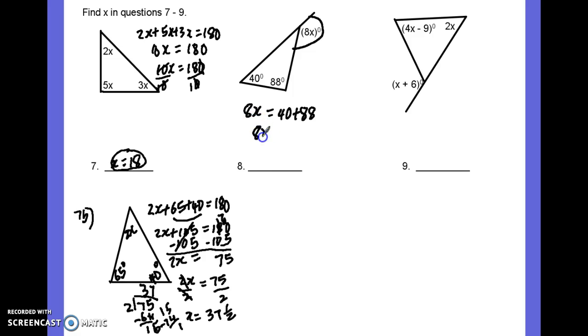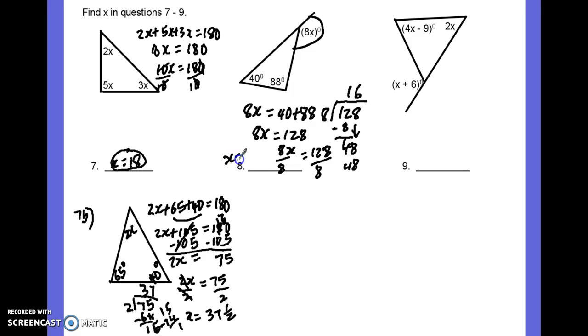So we have 8x is equal to 128. And we divide both sides by 8. Please again, don't skip any steps on this. 128 divided by 8. We have 8 goes into 12 once. 1 times 8 is 8. You subtract. 8 goes into 48 6 times. 8 times 6 is 48. Our answer will be x equals 16.